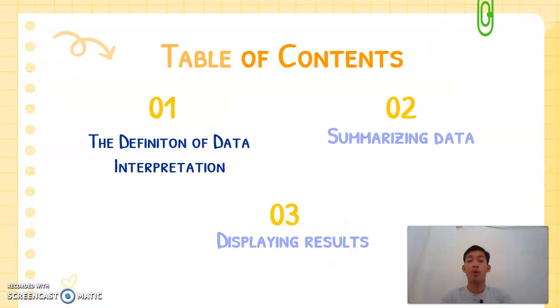This is the table of contents. First one is the definition of data interpretation. The second one is the summarizing of the data. And the third one is displaying of the result.